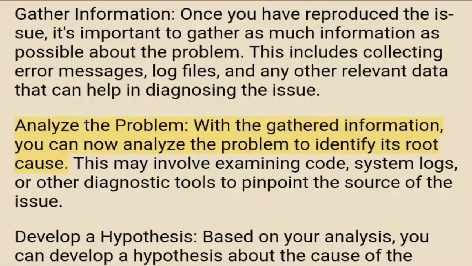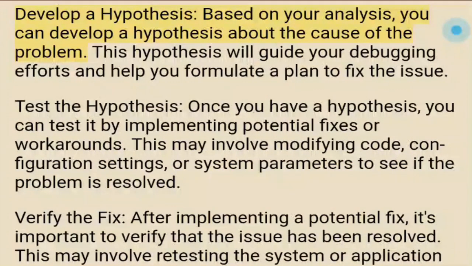Analyze the problem. With the gathered information, you can now analyze the problem to identify its root cause. This may involve examining code, system logs, or other diagnostic tools to pinpoint the source of the issue. Develop a hypothesis. Based on your analysis, you can develop a hypothesis about the cause of the problem. This hypothesis will guide your debugging efforts and help you formulate a plan to fix the issue. Test the hypothesis. Once you have a hypothesis, you can test it by implementing potential fixes or workarounds. This may involve modifying code, configuration settings, or system parameters to see if the problem is resolved.